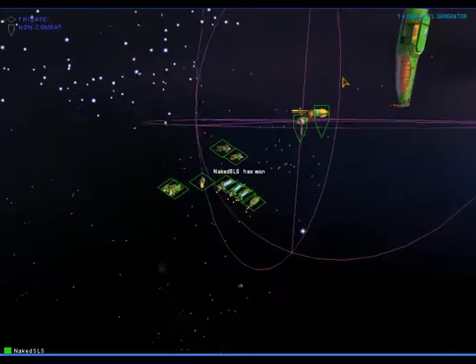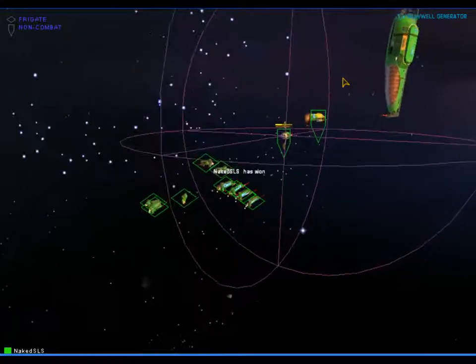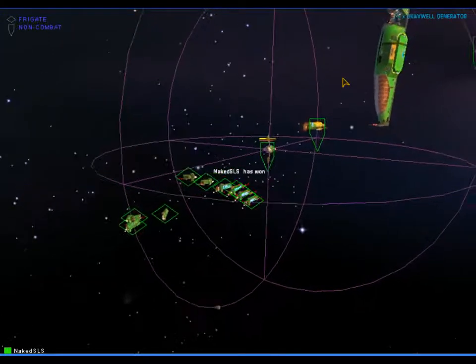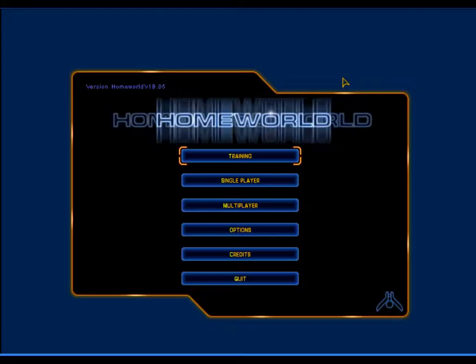So, congratulations to Naked SLS and commiserations to Hanging Free Apollo. That was some nice tactics out of both players. Good to see players attempting different strategies against each other and seeing how well they play off. So that was a good, fun game.